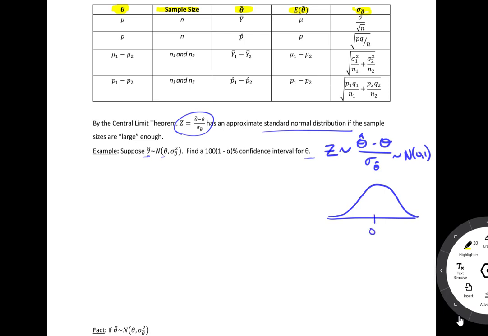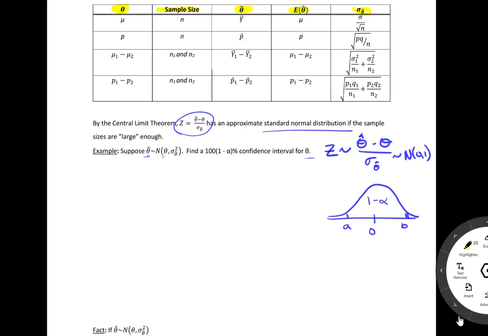And what we do when we construct a confidence interval, what we're saying is, let's put 1 minus alpha proportion or percent of the area between those two endpoints. So if we want to make a 95% confidence interval, we would put 95% of the area in the center. And what we would be interested in are these two endpoints, A and B. We are going to make this a symmetric interval.